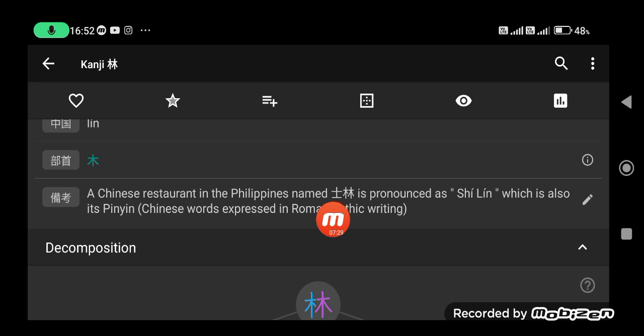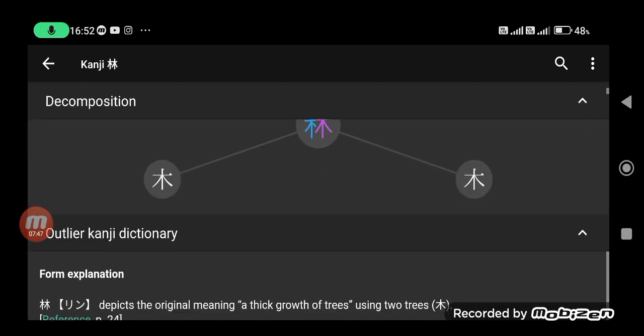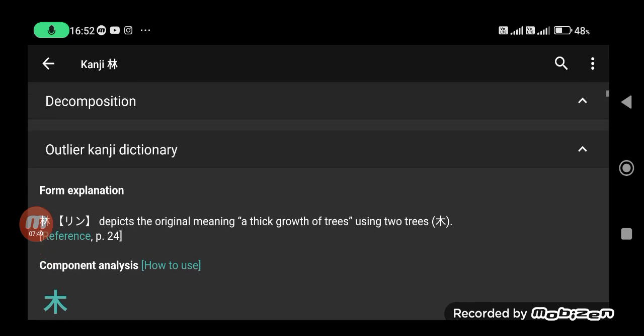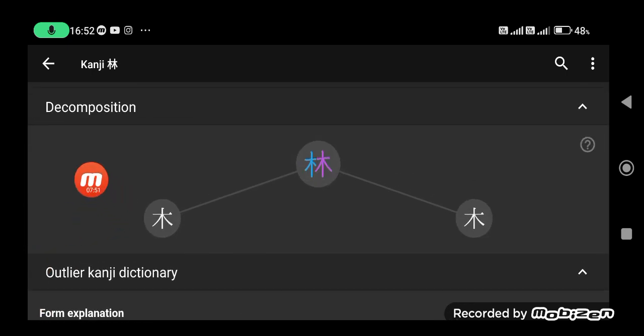The first kanji is pronounced shi, meaning a scholar or a noble gentleman. And the second kanji is our topic today. It means grove or forest. Okay, so let's not dwell too much on that. Let's go into its decomposition. Let's parse this. Our topic kanji here is simply composed by doubling the radical for tree.